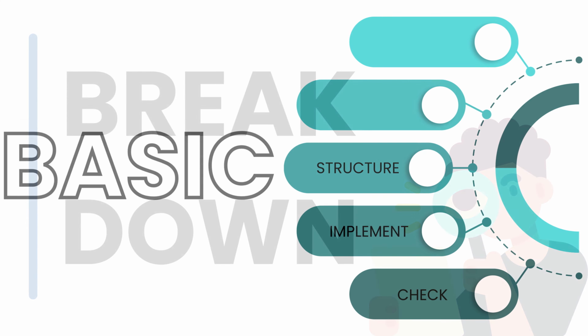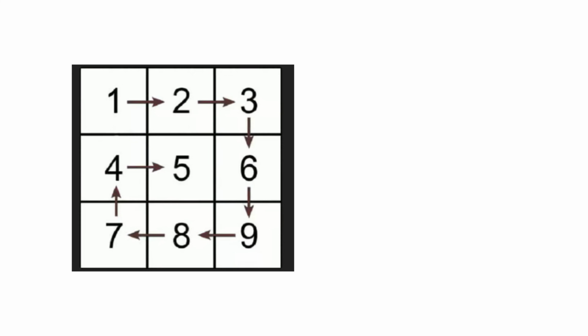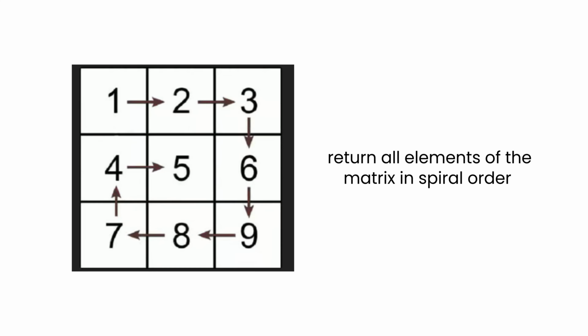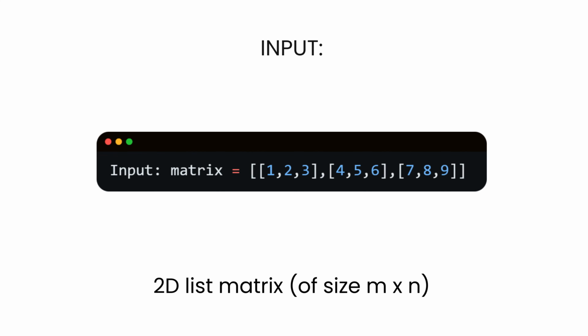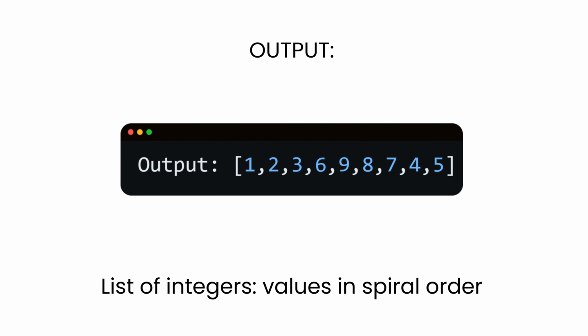Given an M by N matrix, return all elements of the matrix in spiral order. Input: a 2D list matrix of size M by N. Output: a list of integers, the values in spiral order.